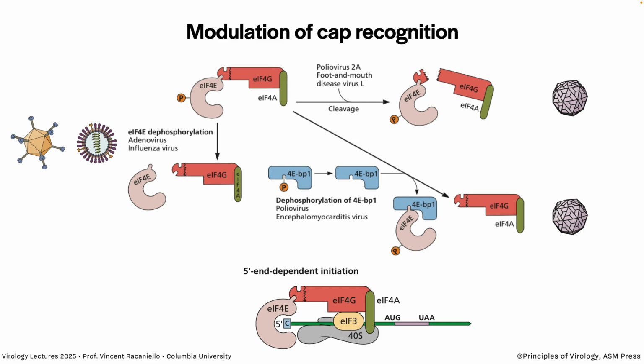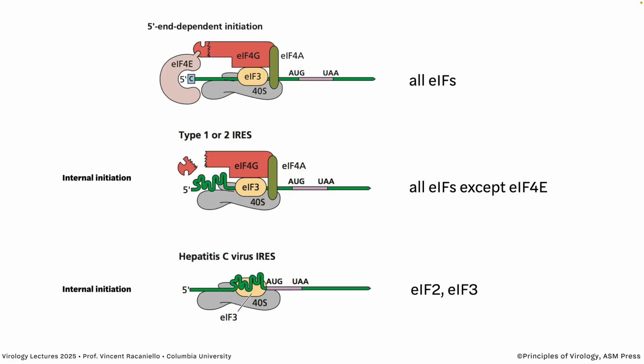There's a cell protein called 4E-BP1 that normally binds 4E and inhibits it from binding the cap. 4E-BP1 is phosphorylated in the place where it would bind EIF4E. So if it's dephosphorylated, then EIF4E will bind 4E-BP1, and then it can't bind EIF4G. So these are ways that viruses induce shutoff of cell protein synthesis.